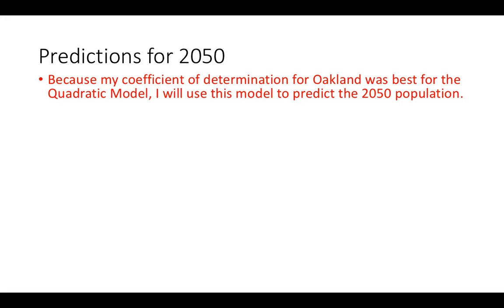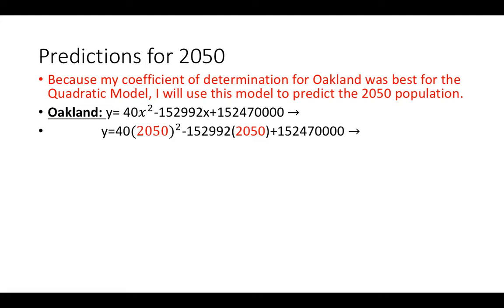If your best fit is not the quadratic model, if it's a linear model, then you're going to use a linear model. It all depends on what your R-squares are, and they have to match up with your data or it won't be accurate. So here's my quadratic for my Oakland data. Y is population, X is time or years. So I'm going to plug in 2050 for X. I put that in the calculator.